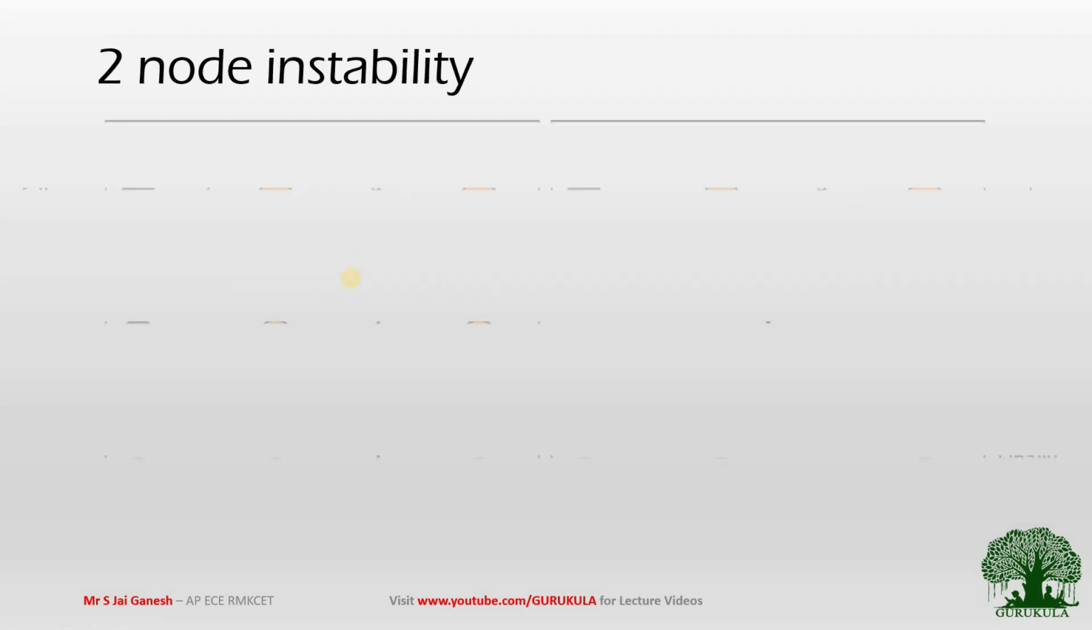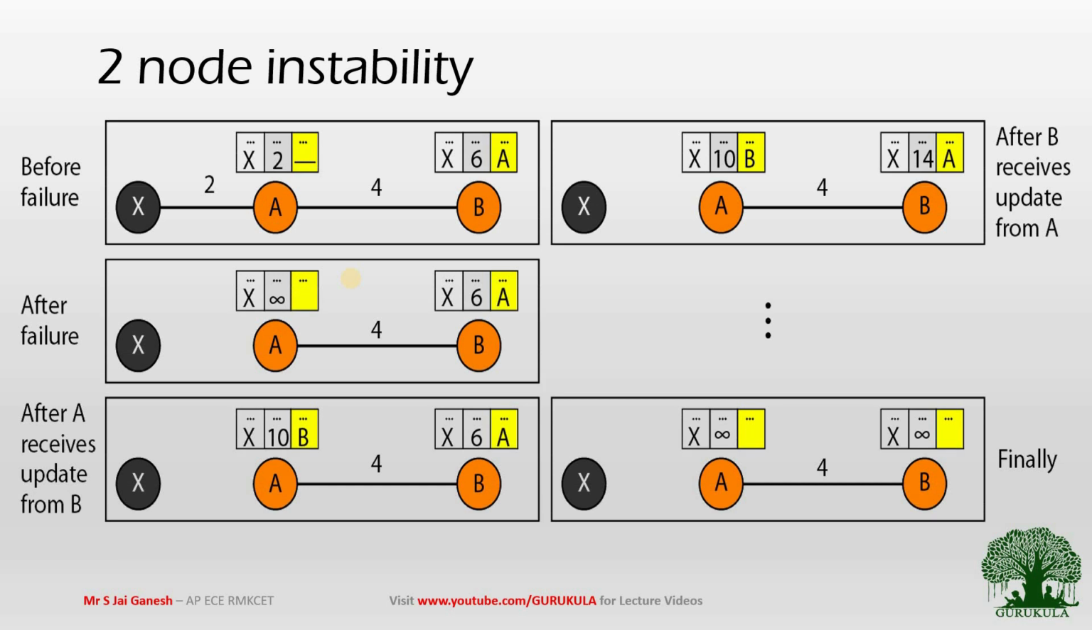In the two node instability problem, we can understand the problem of instability by considering this particular scenario. This is the example scenario that we are taking. It is a simple network: we have node X, node A and node B. The complete routing table of A is not given. Just for the sake of understanding, only the required entries are given, to understand the two node instability problem.